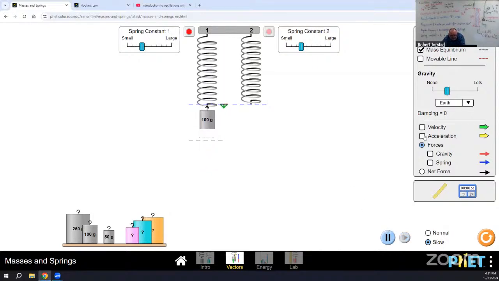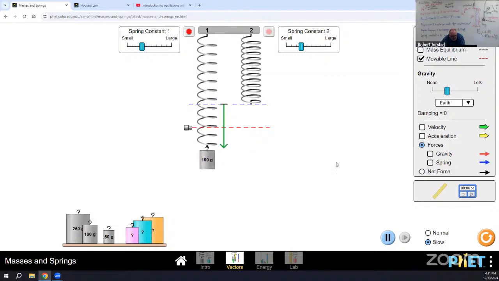And then what I'm going to do is add in, I'm going to slow this thing down. Okay, there we go. So now we are at equilibrium. And what I want to show you here is this is the top of the spring at equilibrium. And if I run this thing here, right there, let's get rid of the mass equilibrium line. That's right there at the bottom.